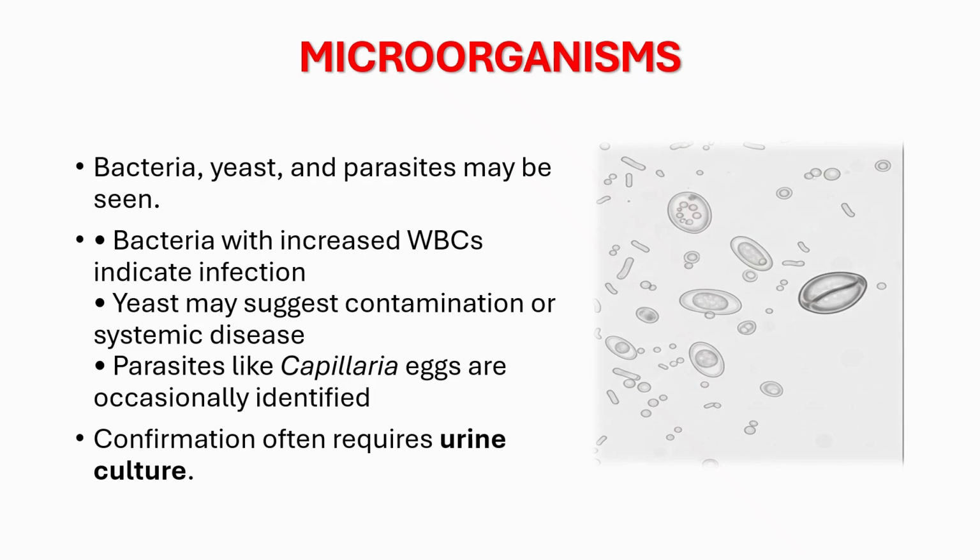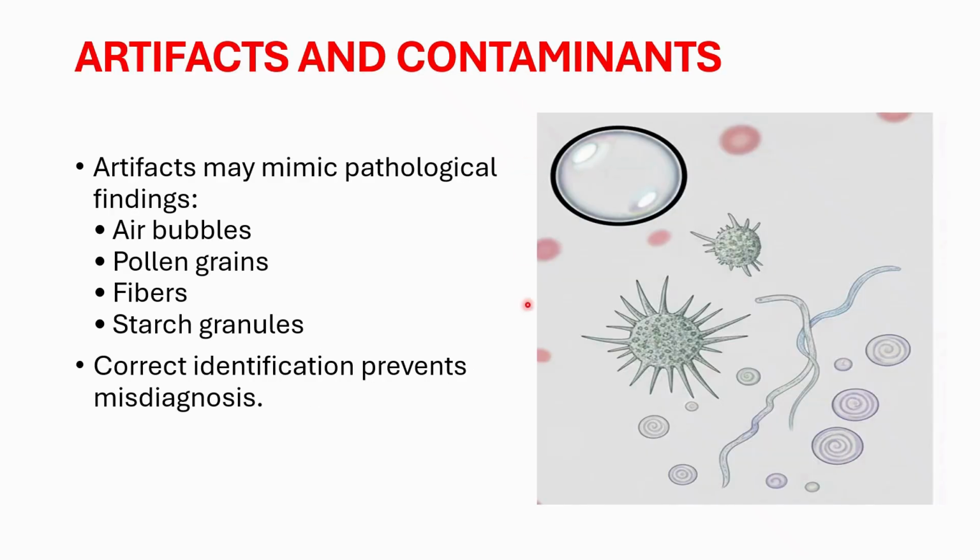The presence of bacteria alongside increased white blood cells is strongly suggestive of urinary tract infection. Yeast may indicate sample contamination or, in some cases, an underlying systemic disease. Occasionally parasites such as Capillaria can also be identified. Definitive diagnosis and confirmation often require a urine culture.